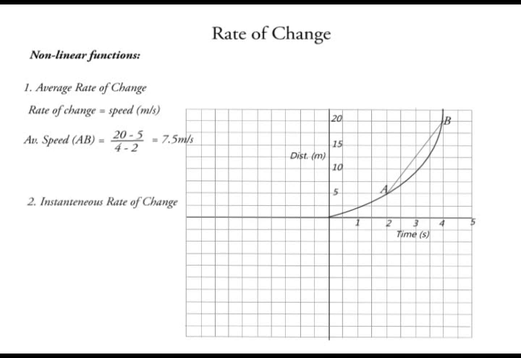On its part, instantaneous rate of change is the rate of change at an instant, that is 1 point. Consider point A. To get the instantaneous rate of change at A, we find the gradient of the curve at A. We do that by drawing a tangent to the curve at A, and then we find the gradient of that tangent. From this tangent MN, gradient is equal to 10 minus 0 over 3.4 minus 0.8, and that gives us 3.85 meters per second.